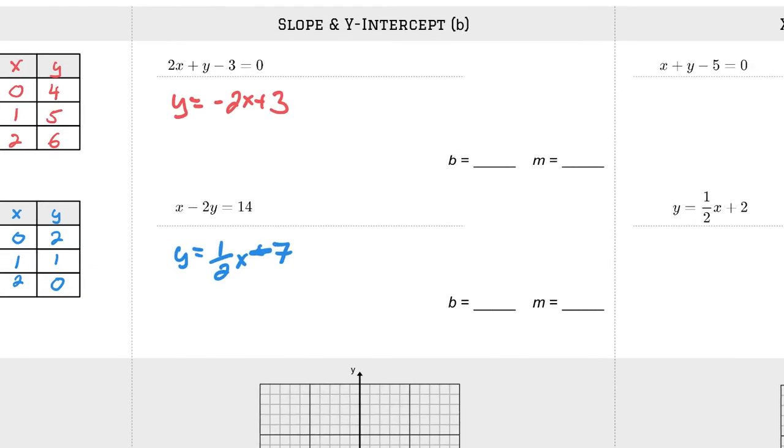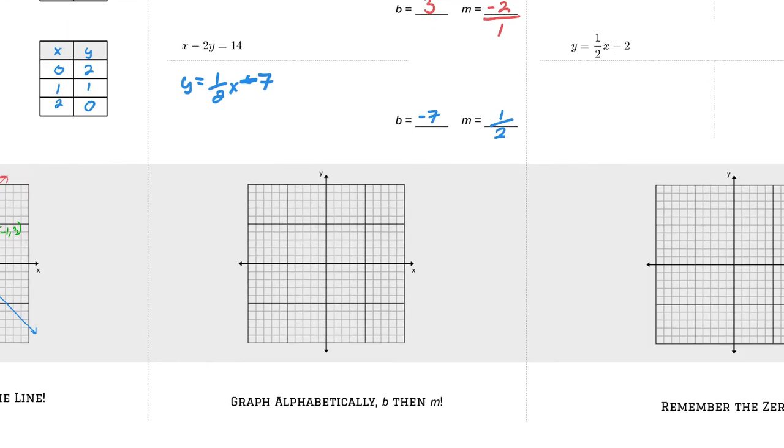So in this case, b is 3, m is -2. I'm going to put a 1 underneath it so that when I get to graphing it, it's -2/1. In the second equation, your slope is 1/2 and b is -7. So the graphing is fairly quick.